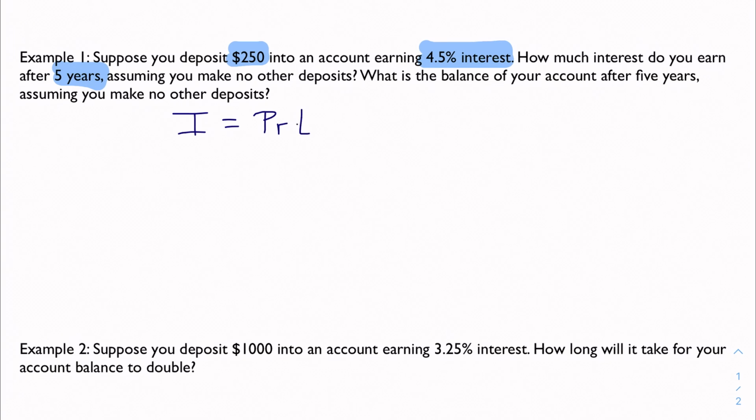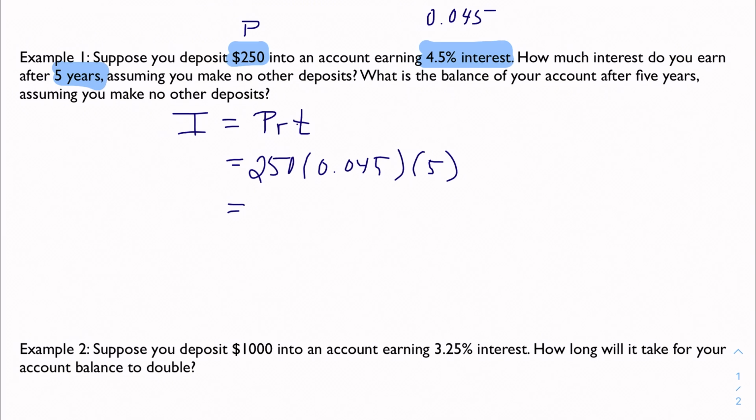And what do I know? I know my starting amount, my principal, is $250. And my interest rate is 4.5%. Well, I need to convert that to a decimal, and to do that, I'm just going to move the decimal 2 places to the left. So I get 0.045, after 5 years, so t is 5.